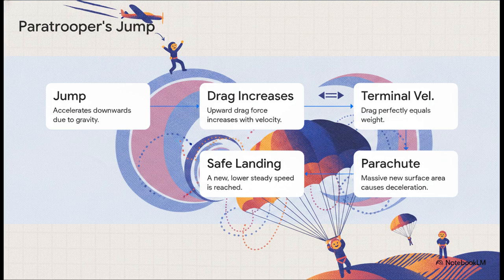So, step 1, a paratrooper jumps out of a plane. They initially accelerate downwards thanks to the conservative force of gravity. But step 2, as their velocity increases, the upward, non-conservative drag force from the air increases right along with it.